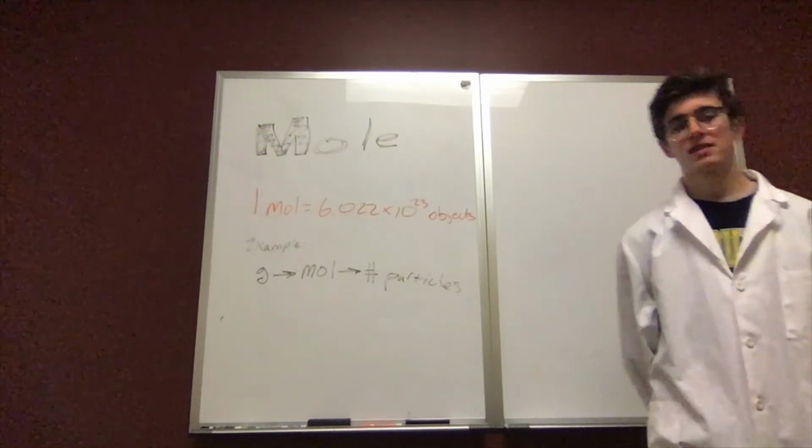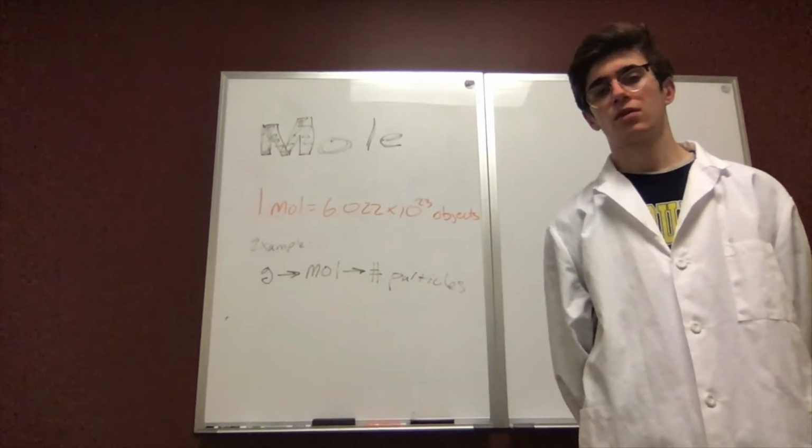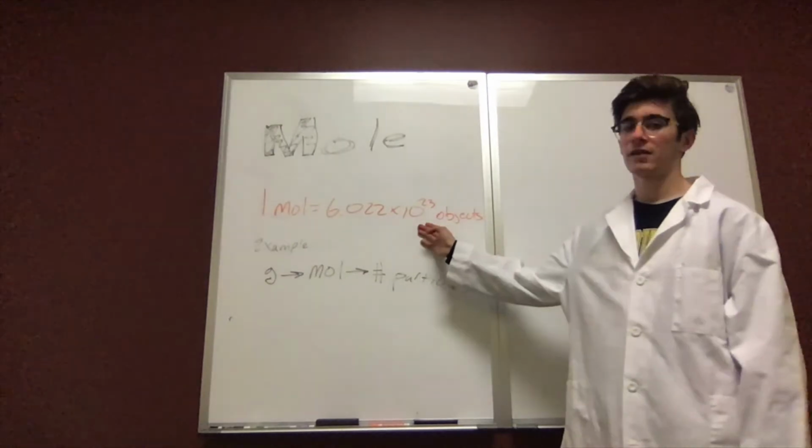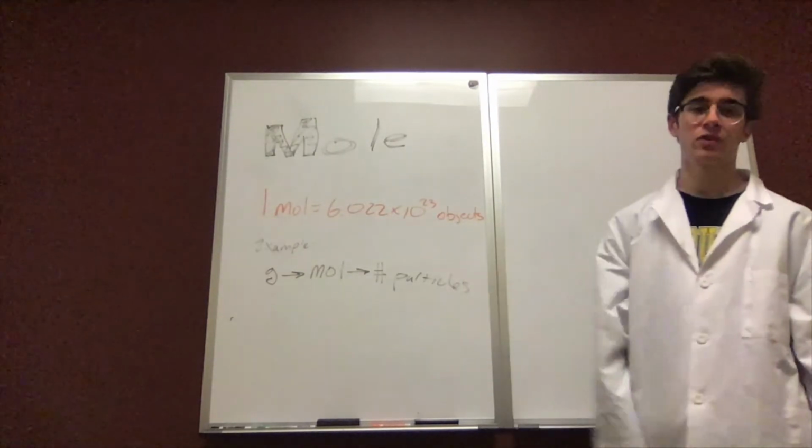M is for mole. The mole is the chemical mass unit equal to 6.022 times 10 to the 23 objects. And this 6.022 times 10 to the 23 objects is known as Avogadro's number. And the objects could be particles or molecules or atoms.